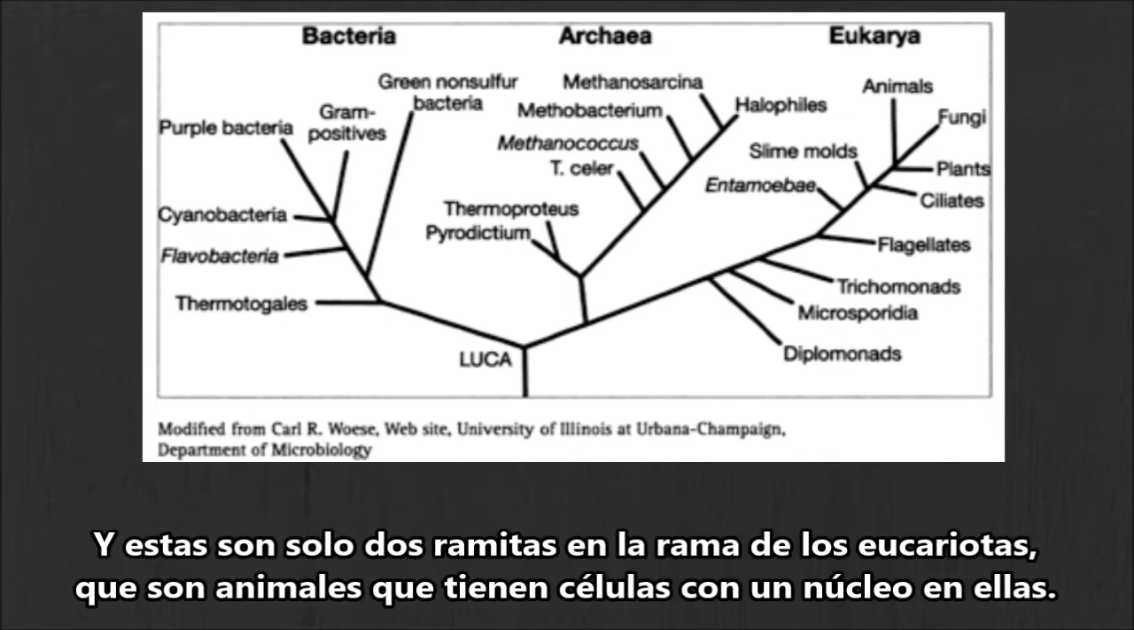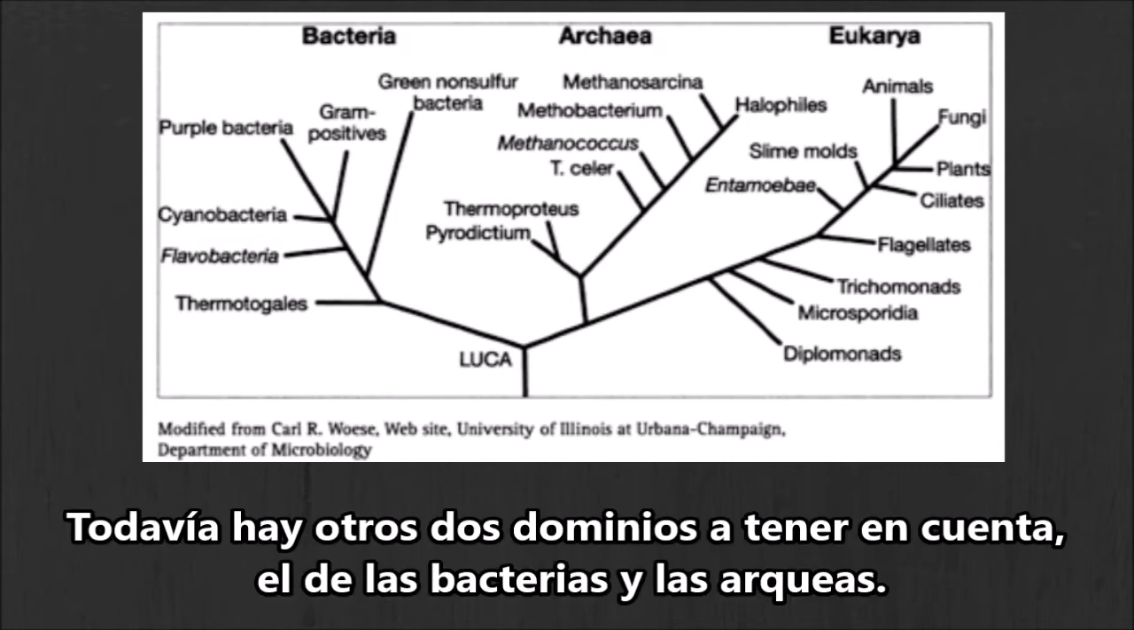And these are just two twigs on the branch of the eukaryotes, which are organisms that have a cell or cells with a nucleus in them. There are still the two other domains of the bacteria and the archaea to be accounted for.